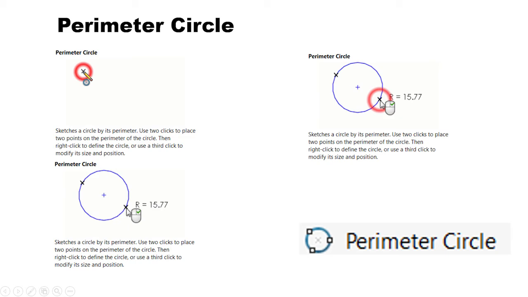Perimeter circle. Perimeter circles are often drawn tangent to existing lines or arcs. The circle tool was presented in section 2.4, which has been linked in this video. In that previous section we sketched a perimeter circle using 3 points and tangent to 3 lines. But in this section we will learn to sketch a perimeter circle using tangent to 2 lines and a circle.